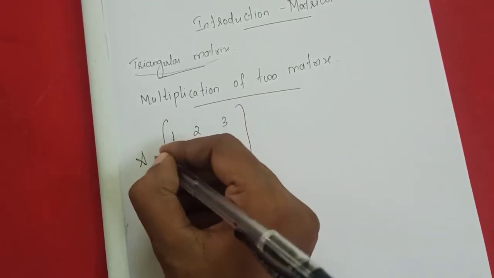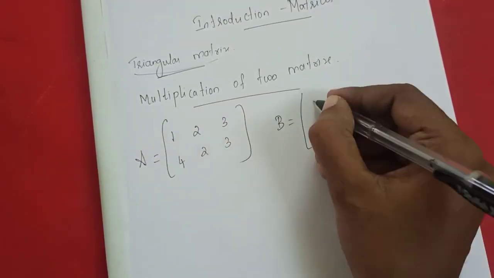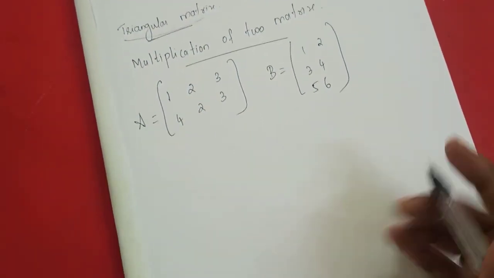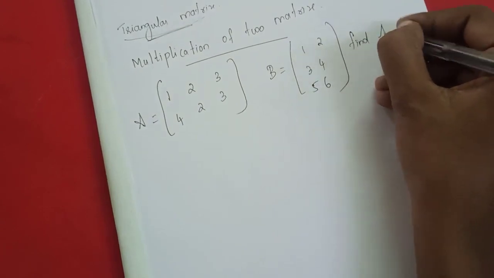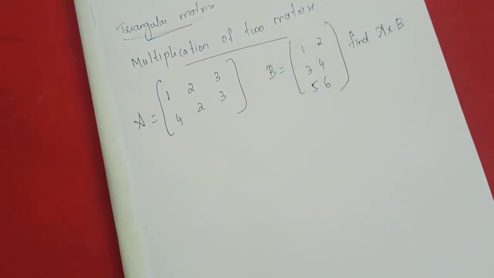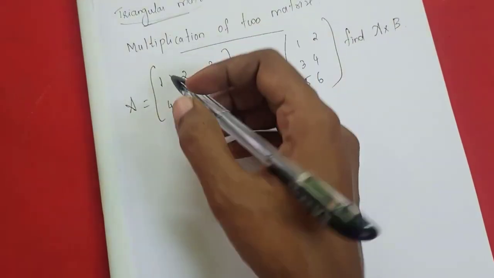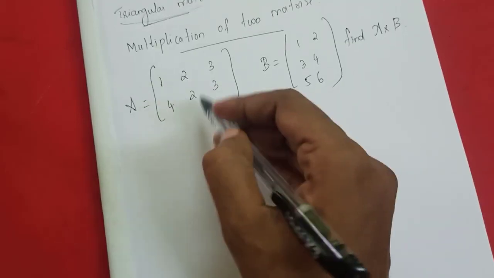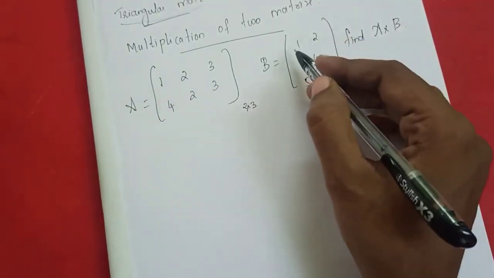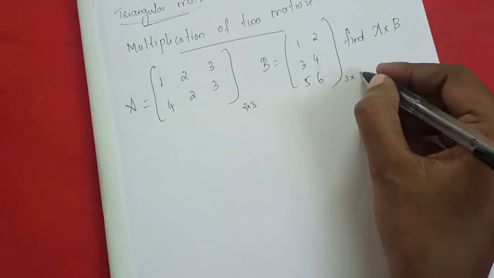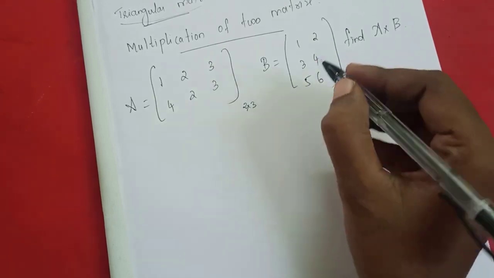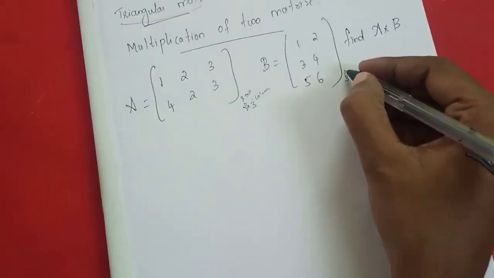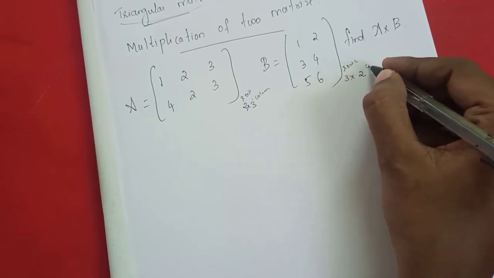Let us consider this as matrix A and another matrix with entries 1, 2, 3, 4, 5, 6 as B. We need to find A cross B, the product of two matrices. First you need to check: how many rows are there? 2 rows. How many columns? 3 columns. For the other matrix, 3 rows, 2 columns.